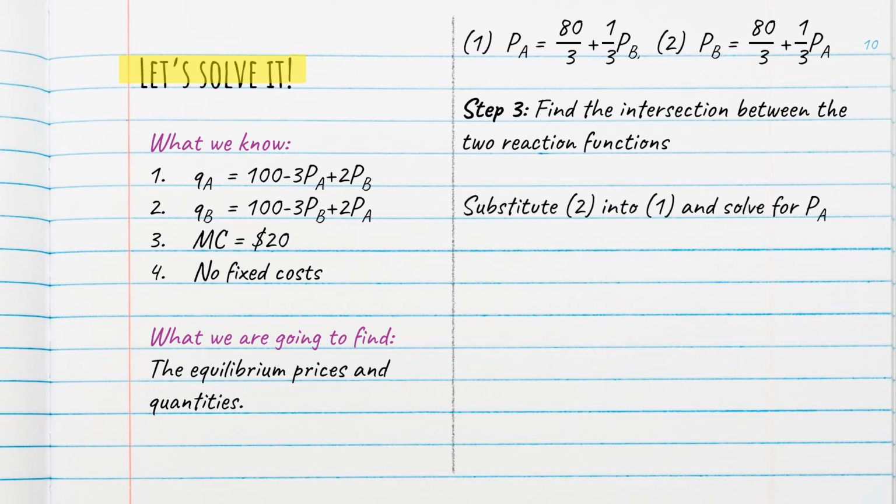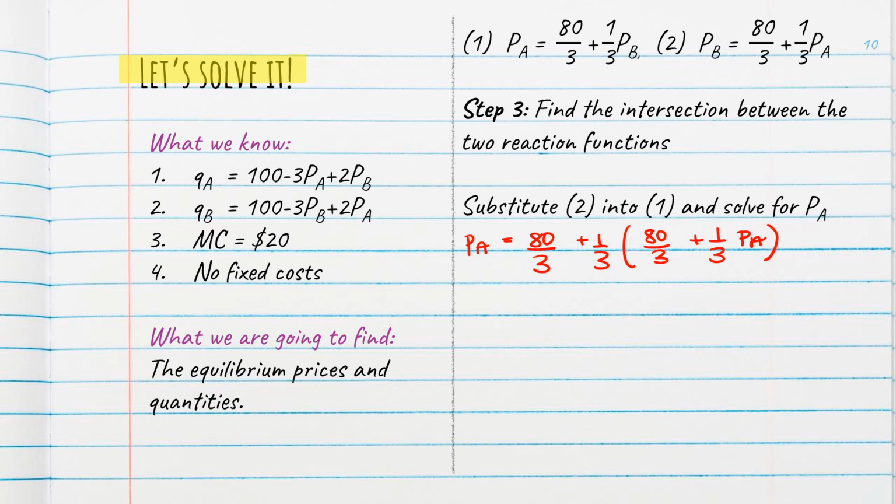I'm going to solve by substitution. So I'm going to substitute equation 2 into equation 1. So I have PA is equal to 80 over 3 plus 1/3 times PB, where PB is 80 over 3 plus 1/3 PA. You may notice that I changed my reaction functions a little bit on this slide to be fractions and to not have a common denominator, but to separate the terms out. That makes the math a little bit easier, especially if you're not working with a calculator. And it's my preferred way of solving these problems.